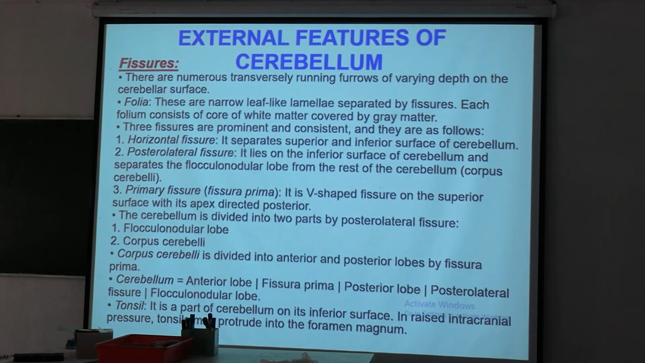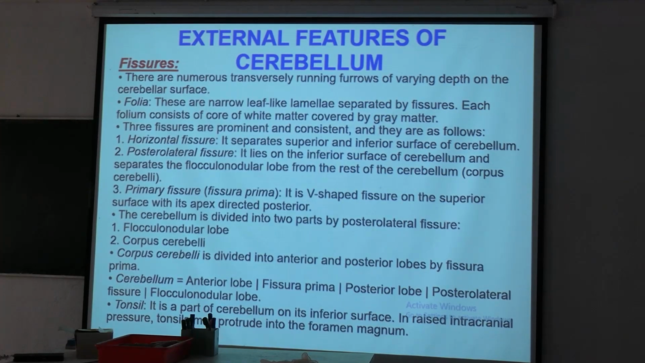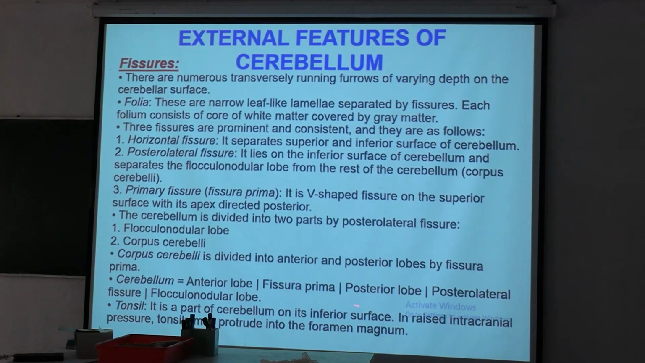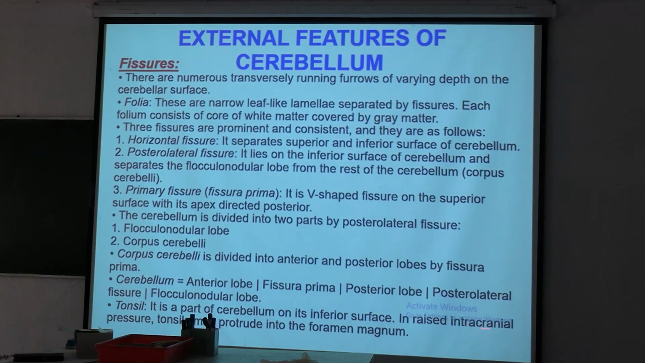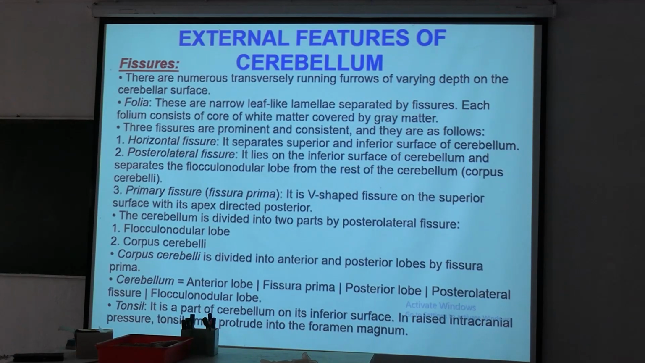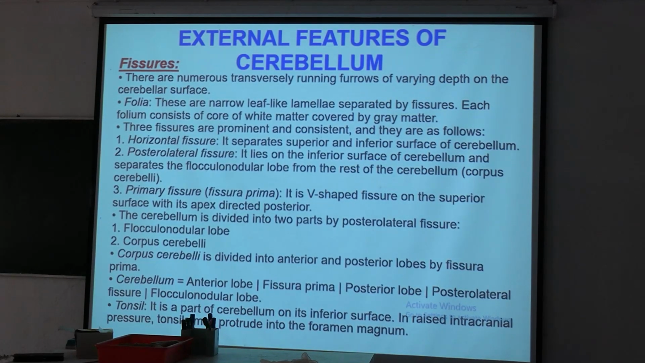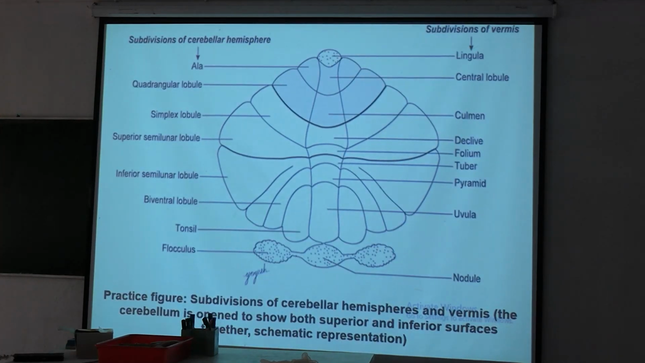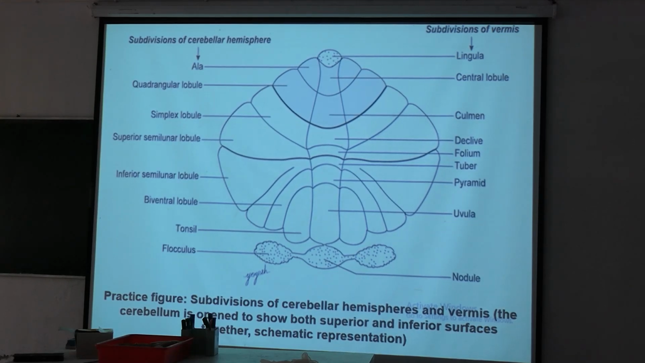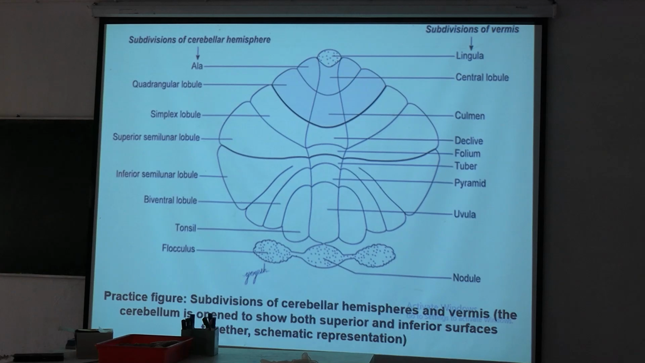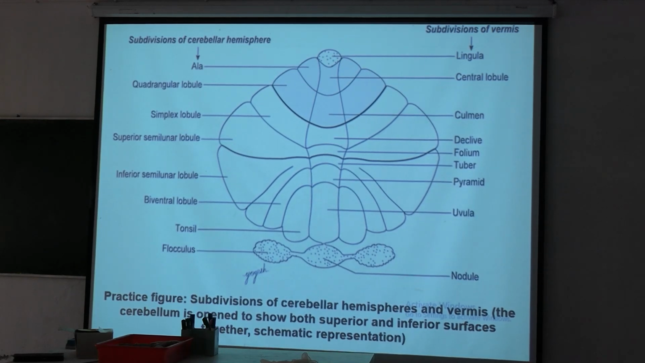What is tonsil? This is asked in your viva. Tonsil is part of cerebellum on its inferior surface. In raised intracranial pressure, these tonsils may protrude into the foramen magnum. That's why it is important. Cerebellar tonsils are the first part to protrude through the foramen magnum. See, these parts are the tonsils, lying in the inferior surface, and they protrude through the foramen magnum in case of increased intracranial pressure.